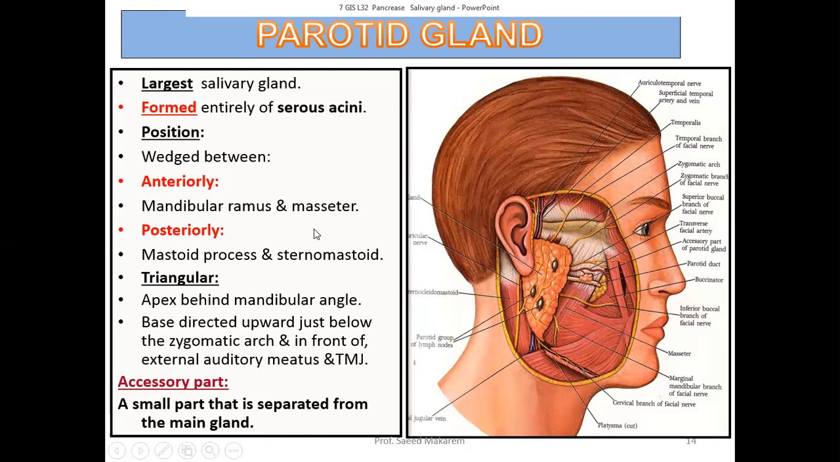and anterior to the mastoid process. Here is the mastoid process, and the sternocleidomastoid. This is the sternocleidomastoid. So these are the structures anteriorly and posteriorly.